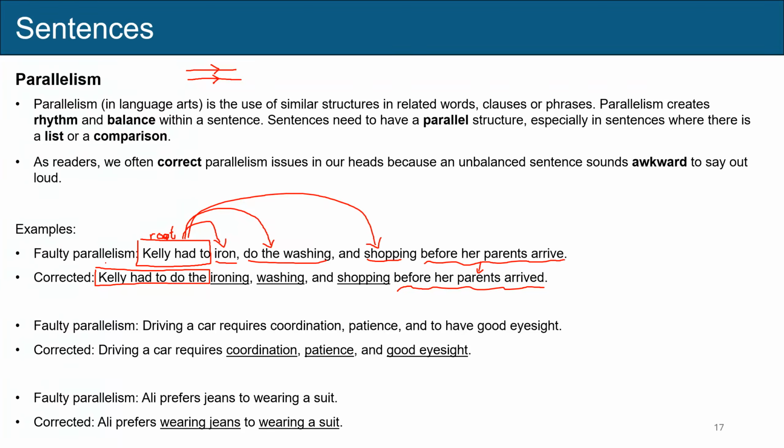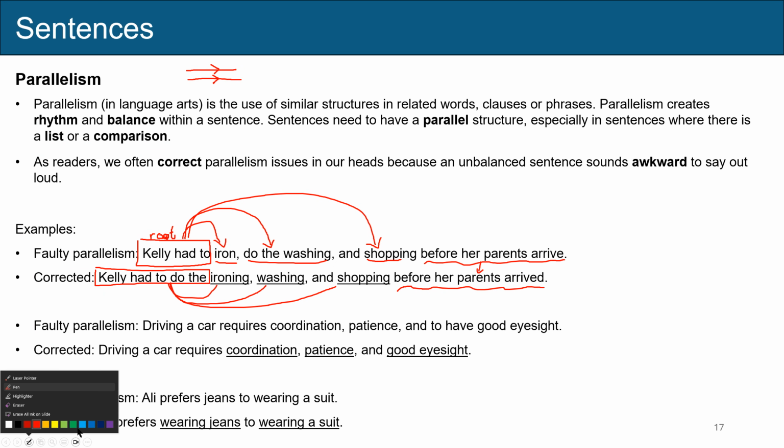So it's a little bit of a longer root now, but I've also changed all of these things that Kelly has to do to have the same format: ironing, washing, shopping. They all end in that same way. They're all one word. So structurally, they're all the same. And now if I take my root, I should be able to connect it to any part of that sentence. Kelly had to do the ironing. Makes sense. Kelly had to do the washing. Still makes sense. Kelly had to do the shopping. Still makes sense. So now it's parallel in structure.